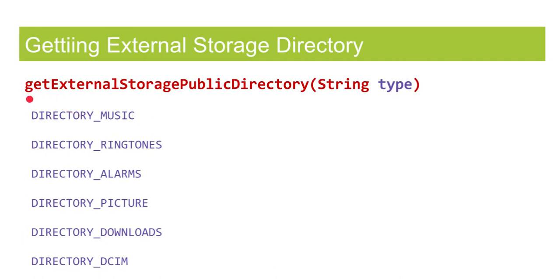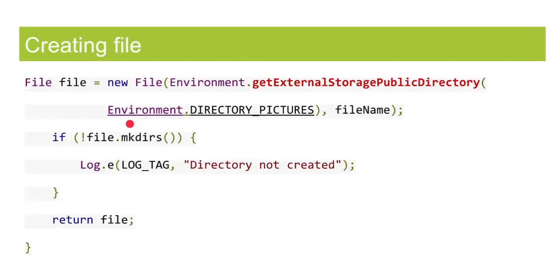So this is the full method name, get external storage public directory. It gives us access to the publicly available folders in an Android device. These are the folders: directory music, ringtones, alarms, pictures, download, DCIM. We can use any of them depending on our requirement. If we want to save ringtones, we use the ringtones folder. If we want to save music, we use this folder.